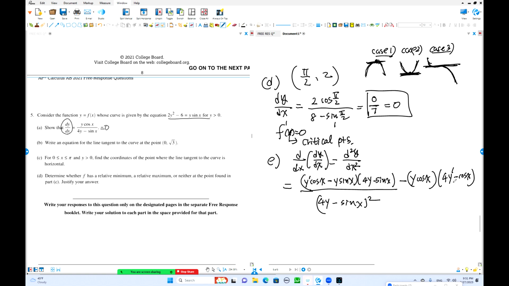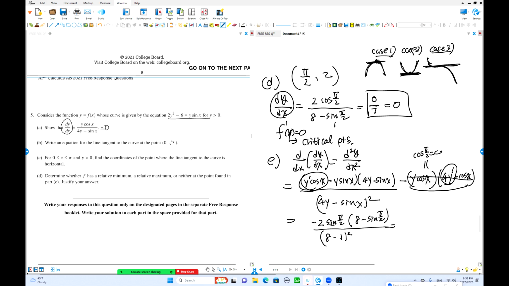But we know that dy dx is 0 at this point. Now put pi over 2 and 2 in there. Sine pi over 2 is 1 and cosine pi over 2 is 0, so those terms all go to 0. The only thing left is negative y sine x times 4y minus sine x. So negative 2, sine pi over 2 is 1, times 4 times 2 is 8 minus 1, over 4 times 2 minus sine pi over 2 squared. Negative 2 times 7 over 7 squared, 49, is negative 14 over 49.